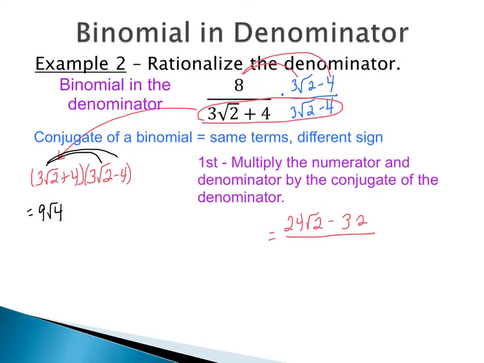Distributing the 3 square root of 2 to the 4, we would get minus 12 square root of 2. Multiplying on our inside, the 4 distributing, we would get 4 times 3 square root of 2, which would be just what we had previously, but a positive, or a plus 12 square root of 2. And then last, we would have 4 times negative 4, which would give us a minus 16.